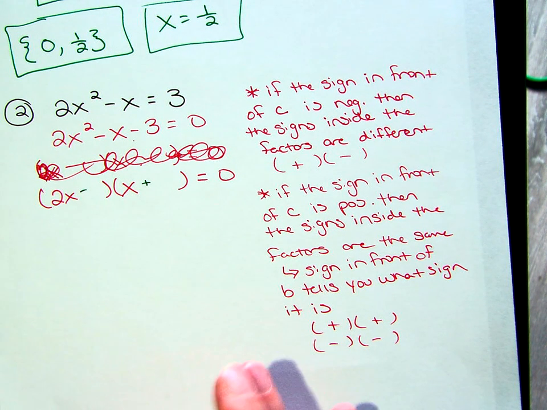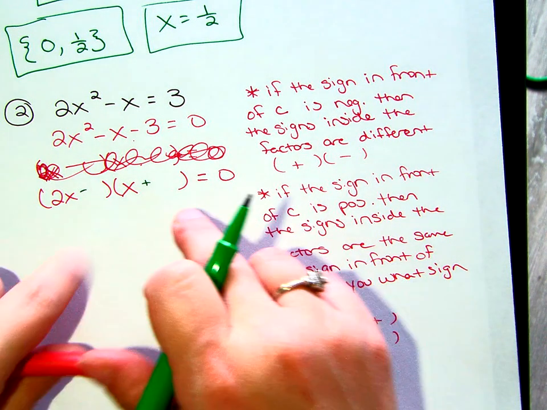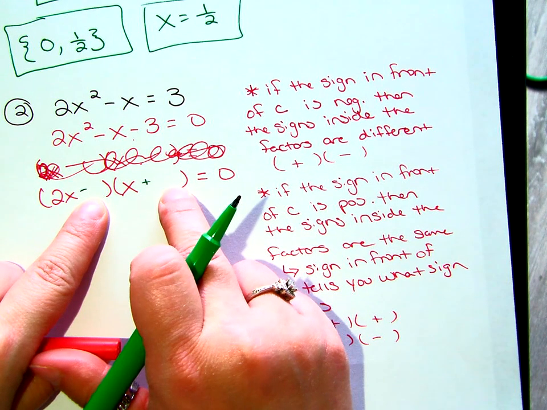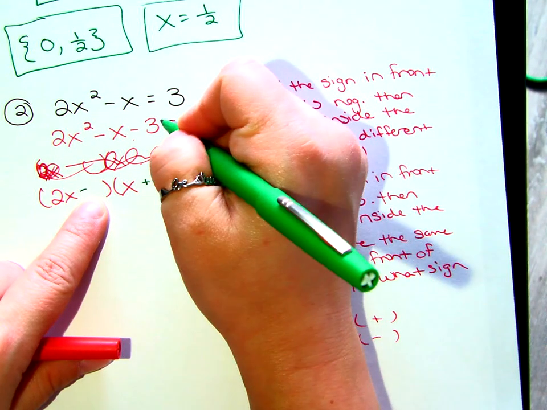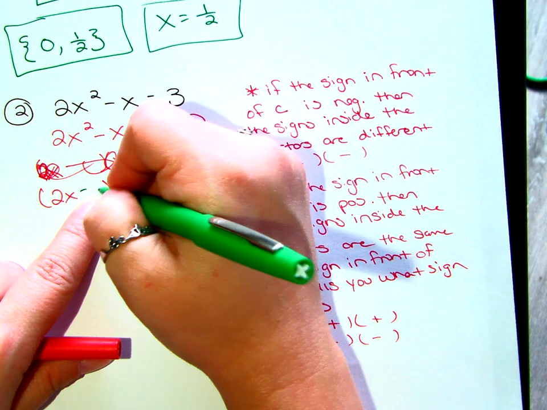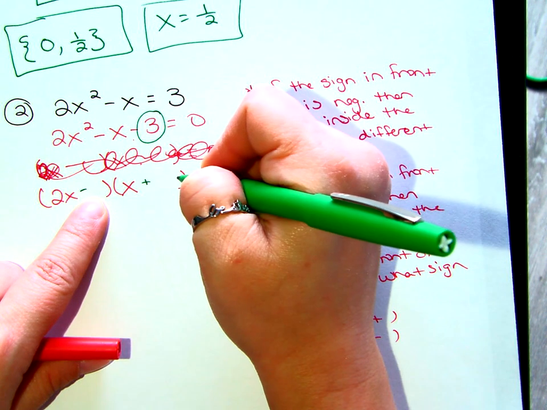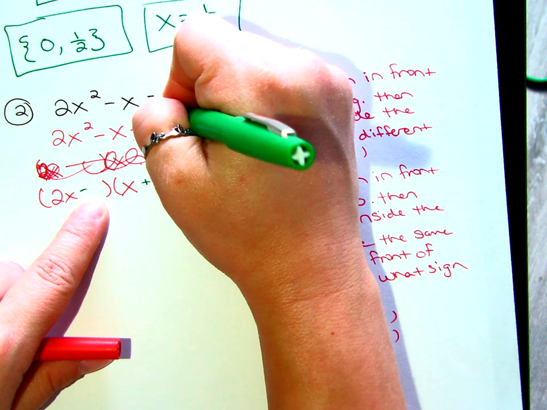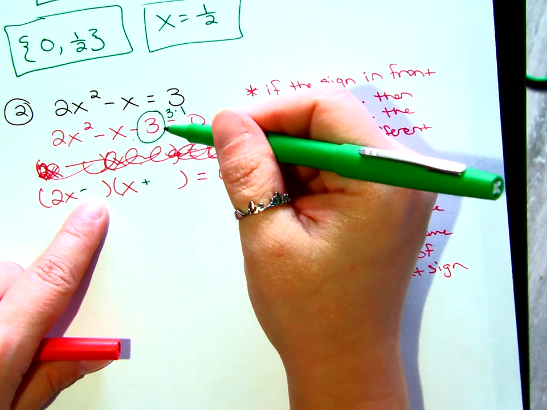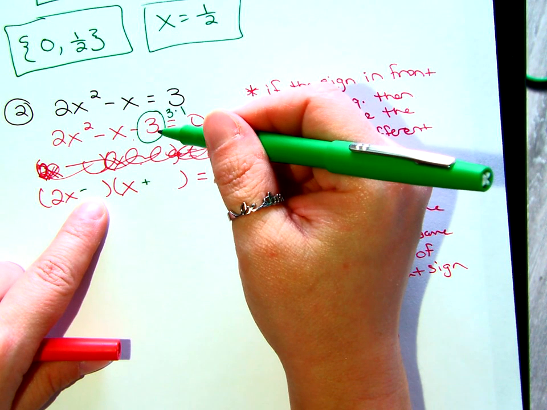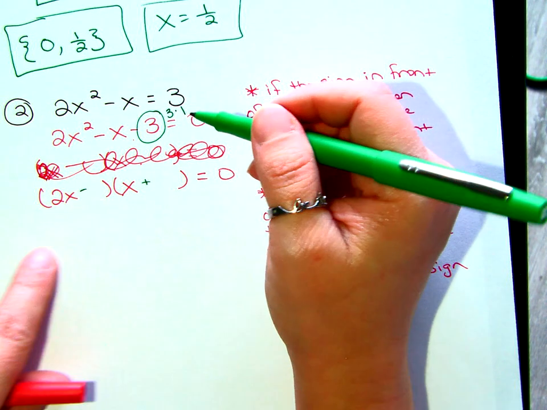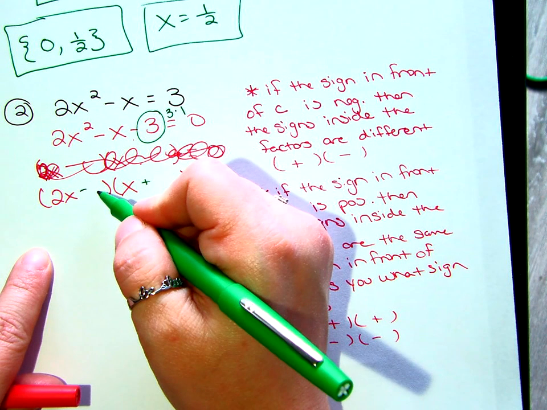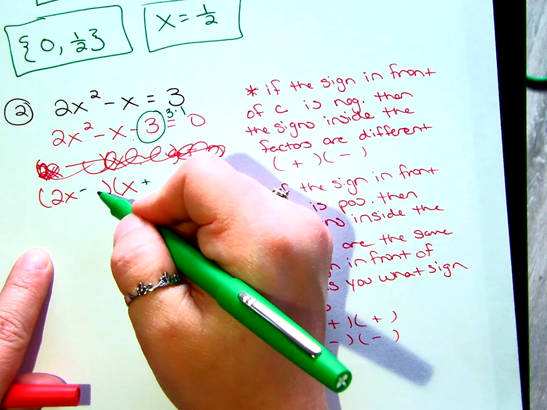The way we figure out what goes in the last spot inside of our binomials is we look at our c, and we're going to put factors of c in here. The nice thing about this problem is that 3 only has one set of factors. It's 3 times 1. So either I'm going to put 3 over here and 1 over here, or I'm going to put 1 over here and 3 over here.